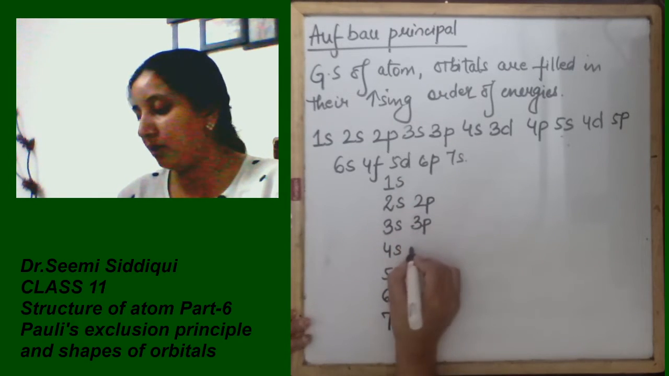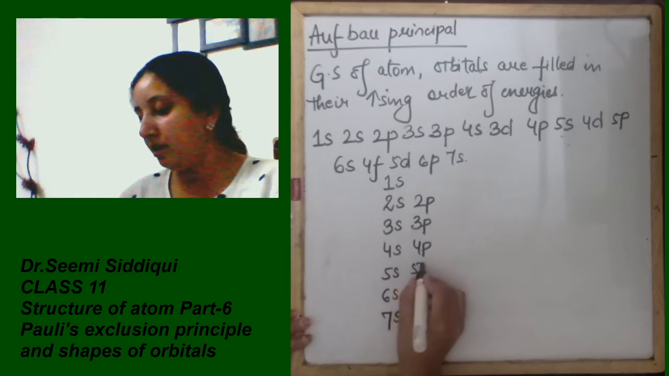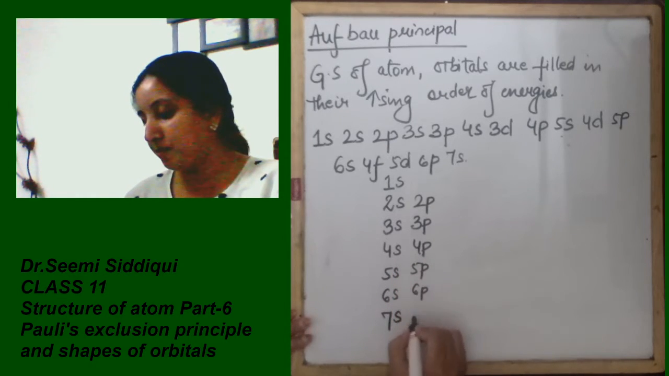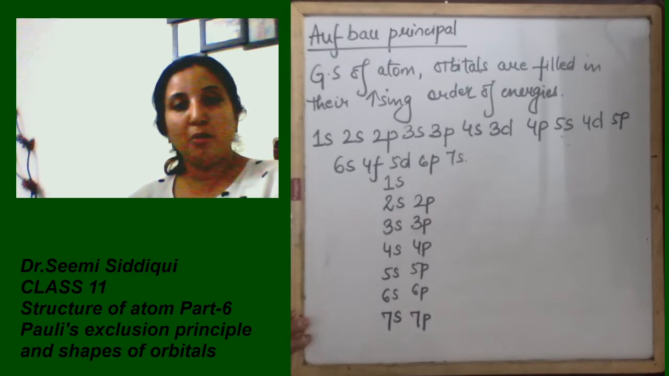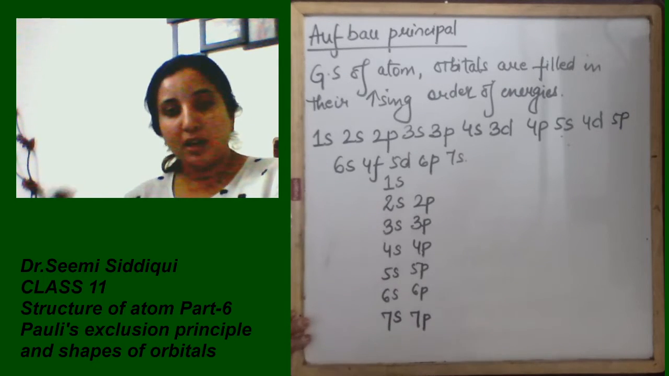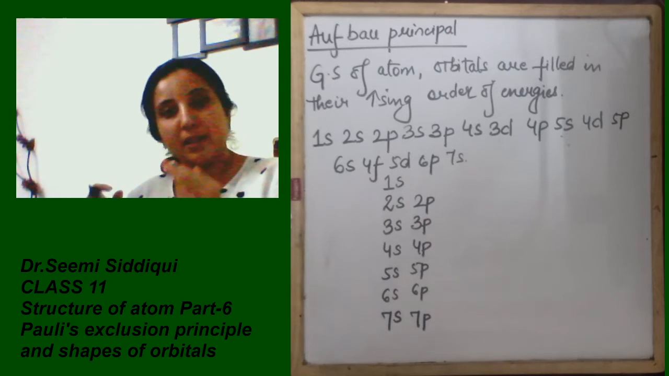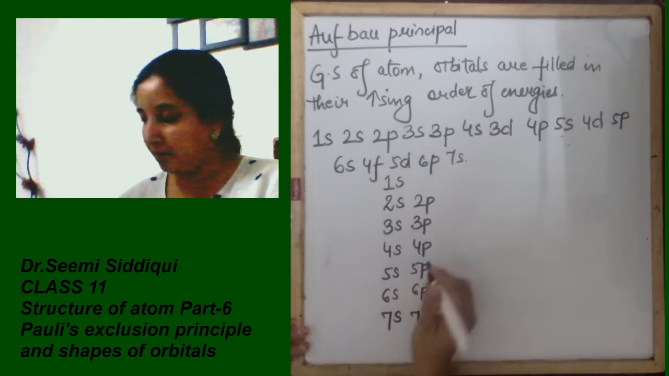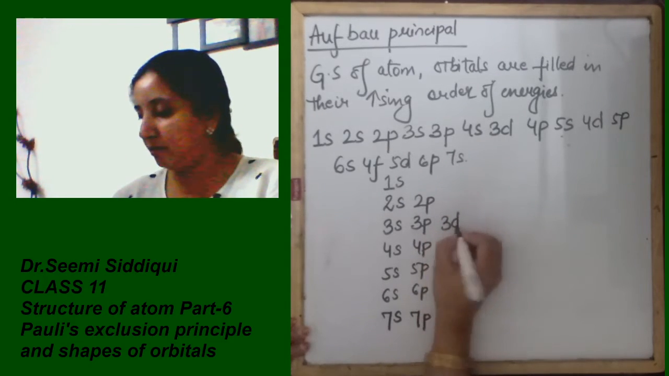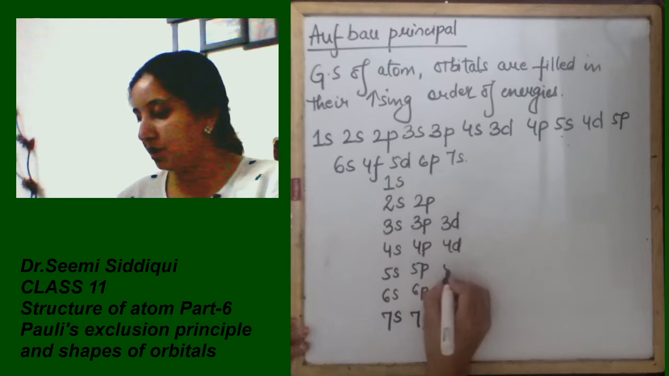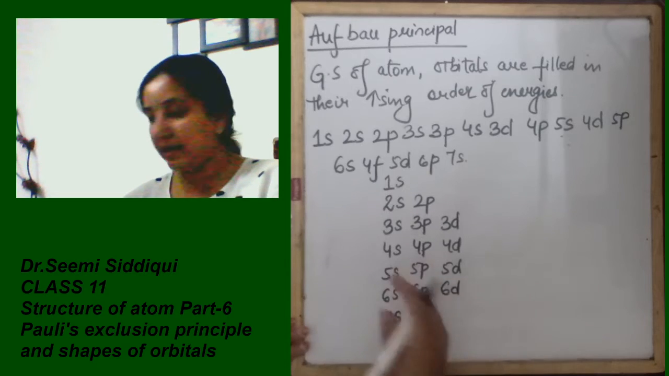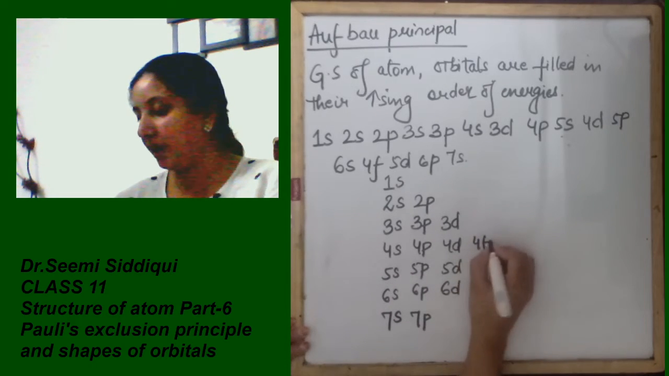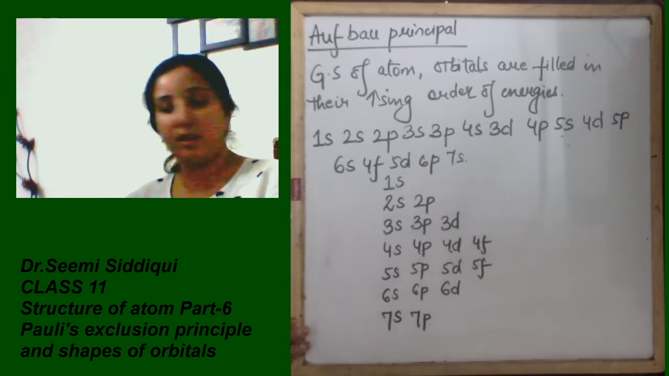2p, 3p, 4p, 5p, 6p and 7p. Now from the third one, हम एक ऊपर से कम करेंगे, एक नीचे से कम करेंगे। 3D, 4D, 5D, 6D, and the same pattern we are going to apply over here.